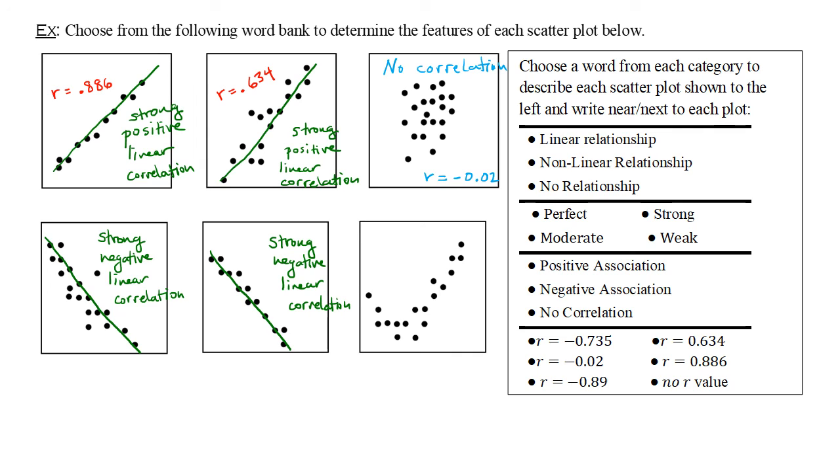Which one has the bigger R value? Well, they're both negative correlations, so they're going to correspond with the negative R values. The one that's closer to -1 will be the stronger one. So -0.89, I'm going to put with the one that looks a little bit stronger. And this one would be the other value of -0.735. Because here it looks maybe a little bit less strong than this one.